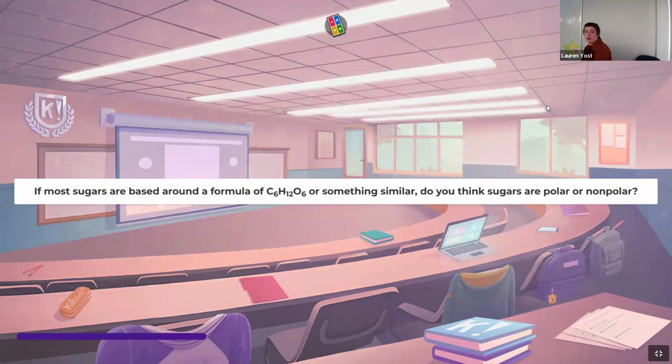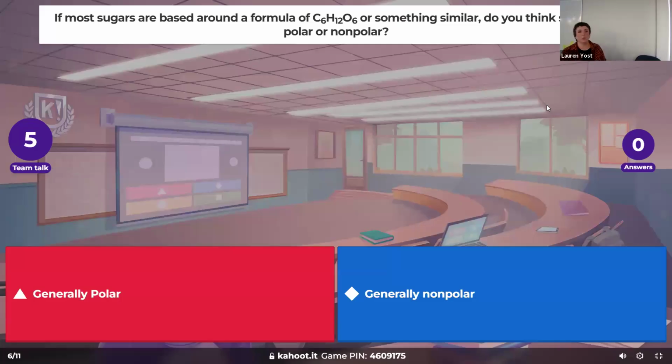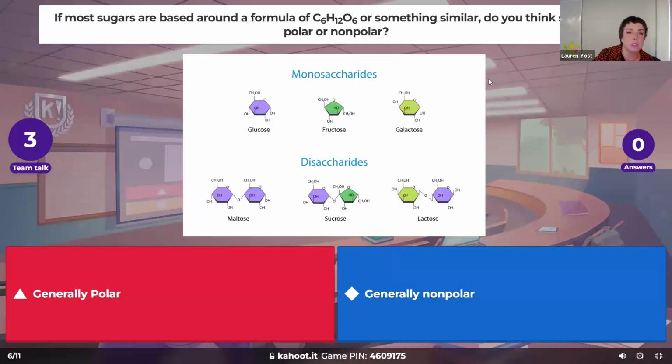All right, if most sugars are based around the formula C6H12O6 or something similar, do you think sugars are polar or non-polar? We've talked about this previously, but see if you guys can remember. Your skeletons are all non-polar, except for those little opposites. Yeah, those are the polar.